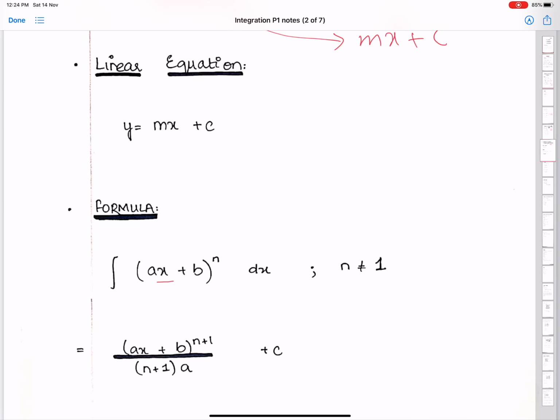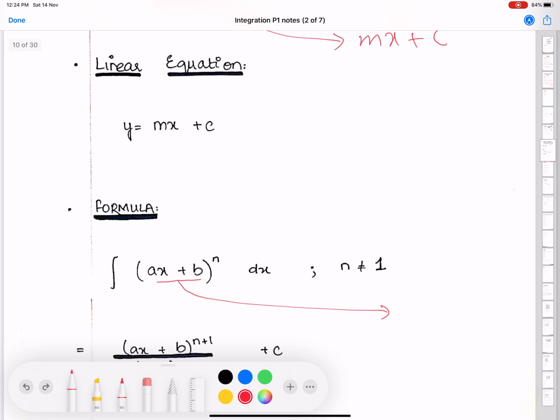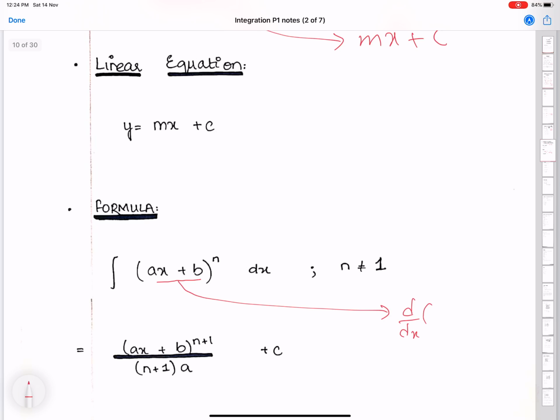Before integrating, you need to differentiate this function. Just differentiate this mentally. When you differentiate this, you will get ax plus b, so a. The differential of ax plus b is a. So always differentiate the function mentally first and then integrate the function by adding 1 in power. Divide the function by the resultant power and multiply this resultant power with the differential of the function.